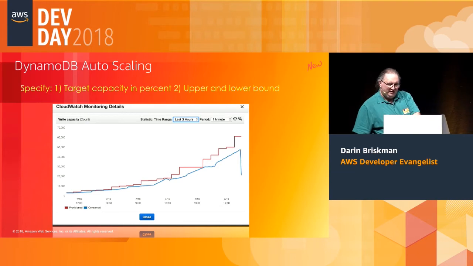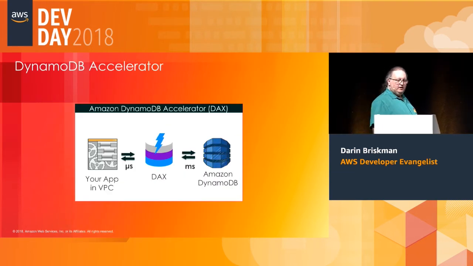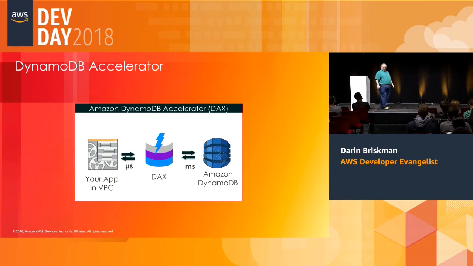Now, sometimes I need even faster reads. That's the DynamoDB Accelerator. That's an optional service you can turn on that adds a caching layer. This will make Dynamo about 10 times faster for data that can be cached. So this will automatically cache everything that's coming into the database.